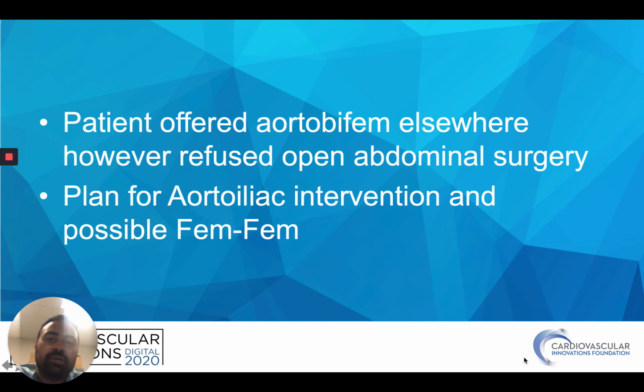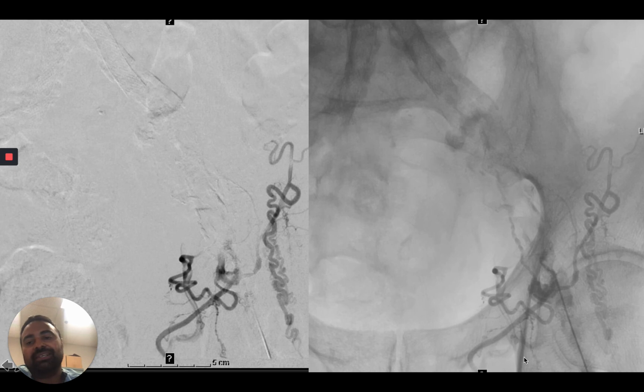So after our team saw us at our hospital, we decided together with vascular surgery that let's do aortoiliac intervention and then possible fem-fem if that's successful, which we assumed we would be. As you can see here on the left, complementary artery access, similar to many cases you'll see by others, there's just not great flow. There's a lot of collateralization. You can see the arteries well calcified.